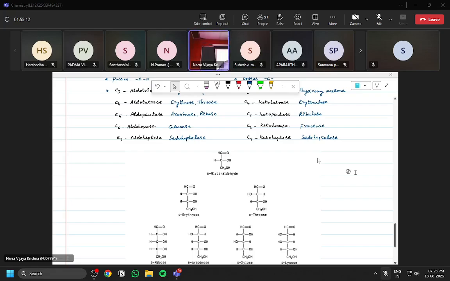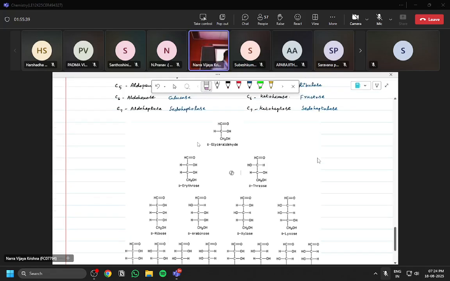The last chiral carbon has the OH group on the right side, so it is the D form, D-glyceraldehyde. If I place one more carbon here, on that carbon I can place the OH group towards the right side or the left side. Both are possible or not? So this is a triose. These two are tetroses, erythrose and threose.